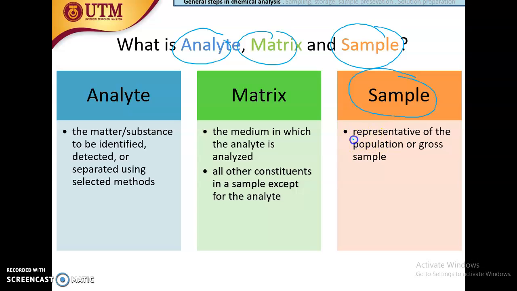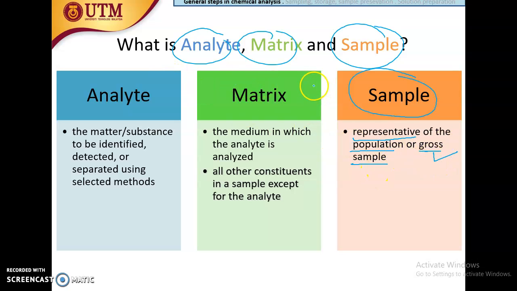Sample is the representative of the population or gross sample. It means that if you have a lake as the whole water body, do you want to take the whole water as your sample? Of course not, because it's going to be irrelevant. Therefore you take a sample. A sample is a representative of the whole lake. How many samples? Usually around 1/10 of the whole area. It's what we call the gross.